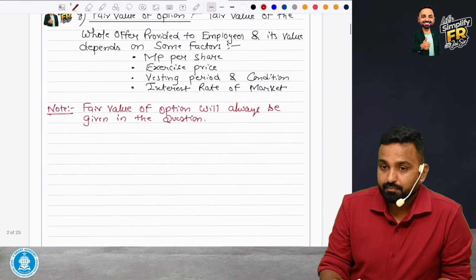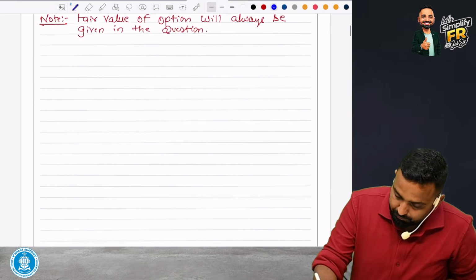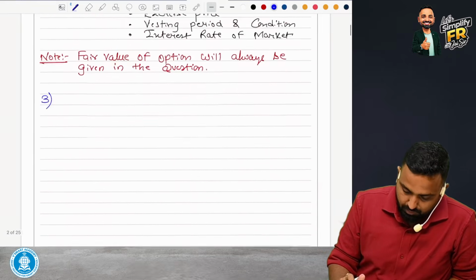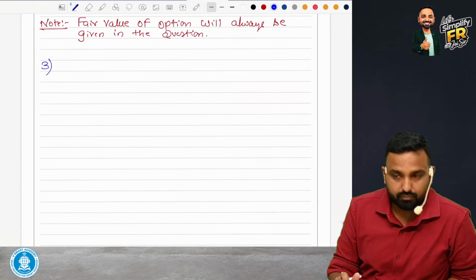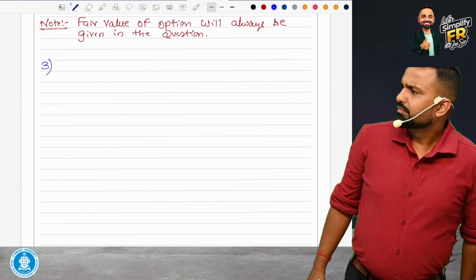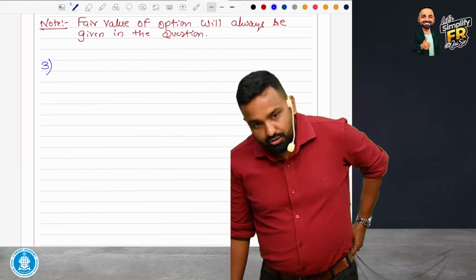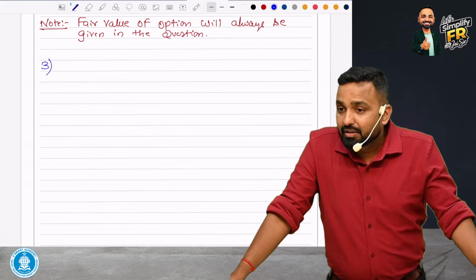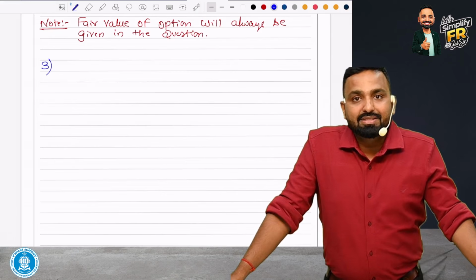Alright guys, important definition. Now third point. So what is our first scope? You remember? ESOP. Now we call it equity settled transactions. What do we call it? Equity settled transaction. What do you mean by equity settled transaction?